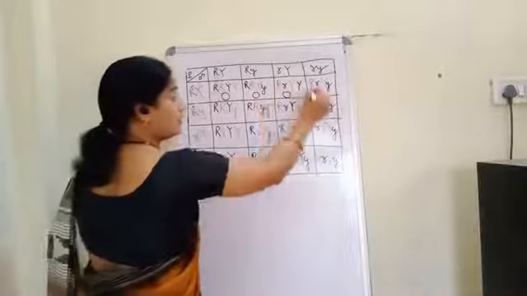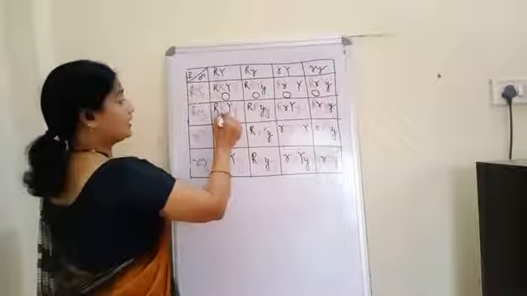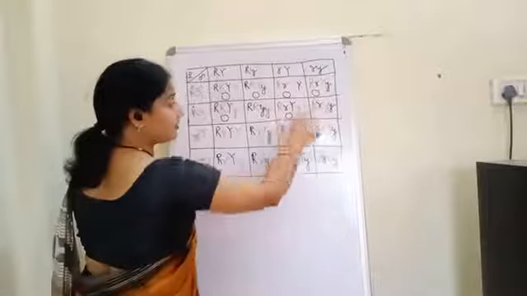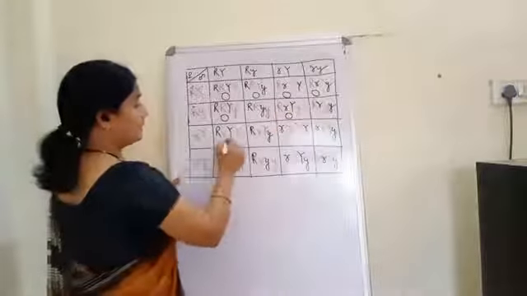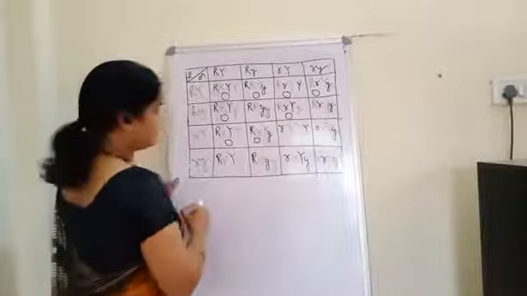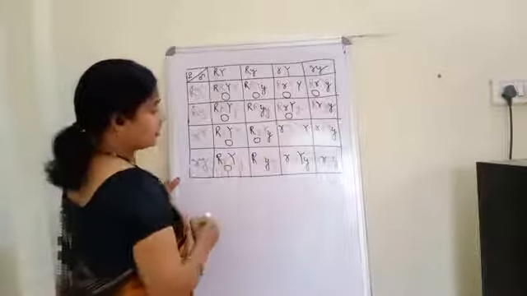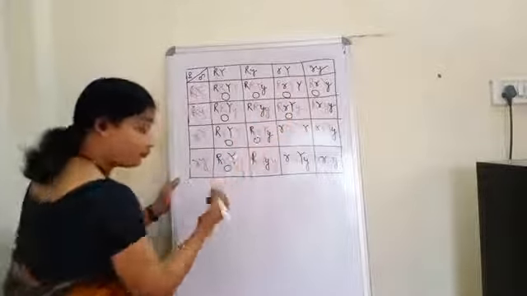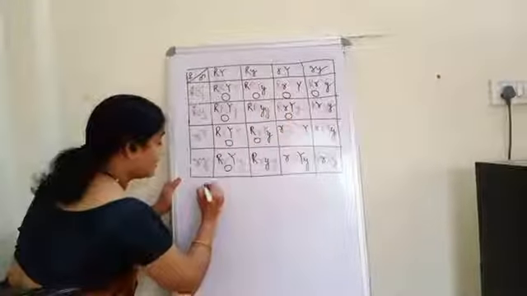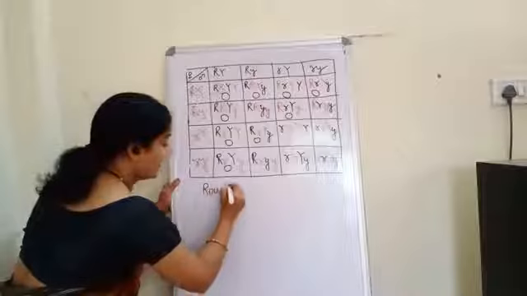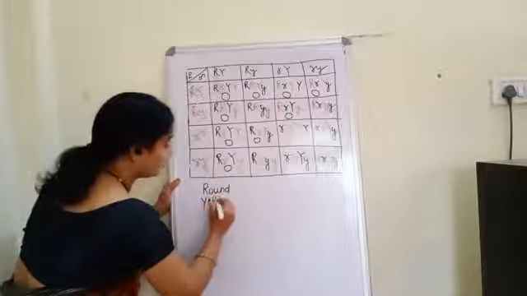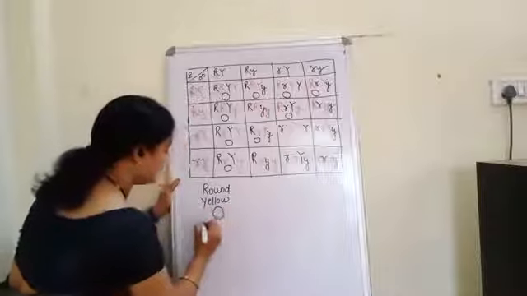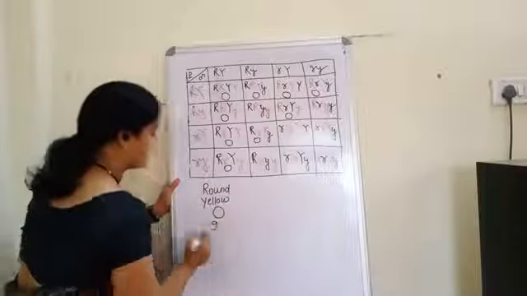Round and yellow, round and yellow. Clear? Round and yellow. 1, 2, 3, 4, 5, 6, 7, 8, and 9. What we have got? Round and yellow. Okay, the symbol of round and yellow is this, and then we got 9.